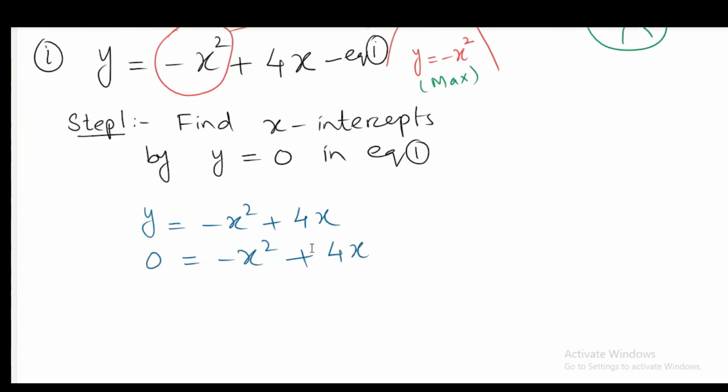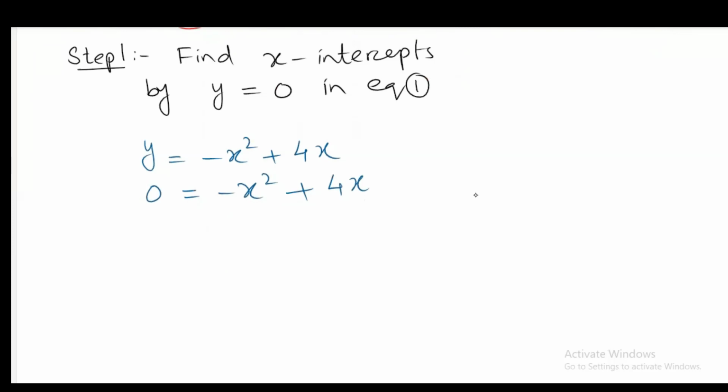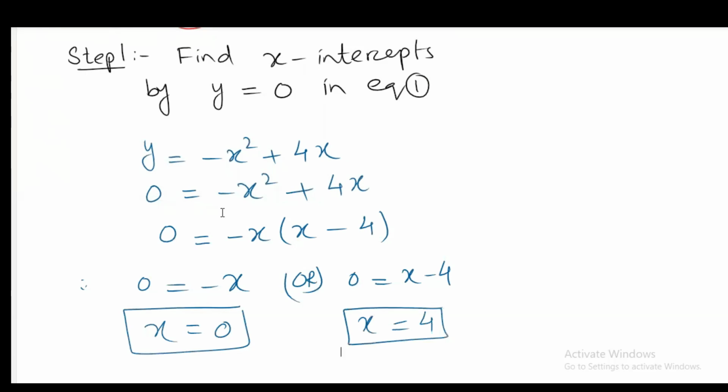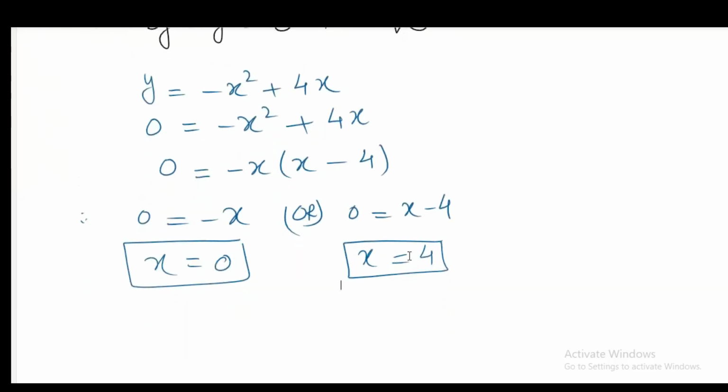To find the value of x, or to solve this equation, factorize by taking minus x as a common factor, so minus x times x minus 4 equals 0. Now equating minus x and x minus 4 with 0, we get 0 equals minus x, or 0 equals x minus 4. So we get x equals 0 and x equals 4. These are the x-intercepts for the parabola.